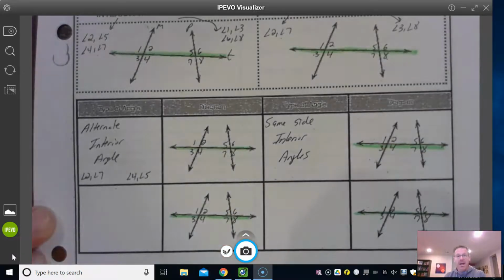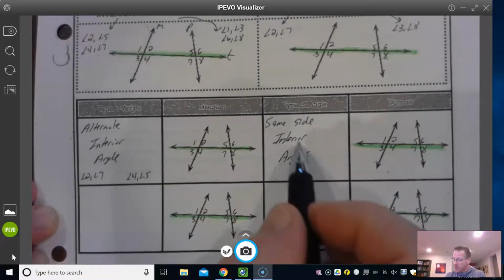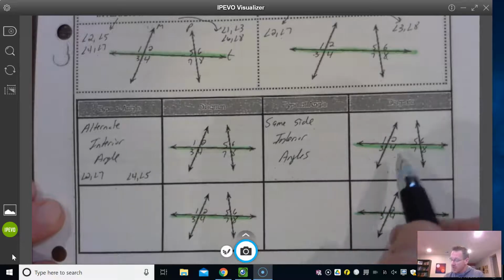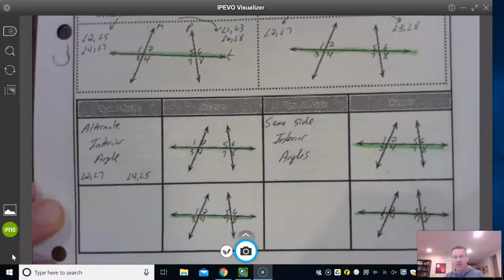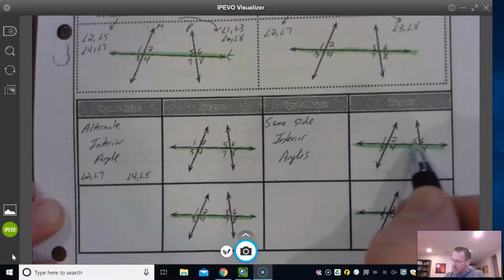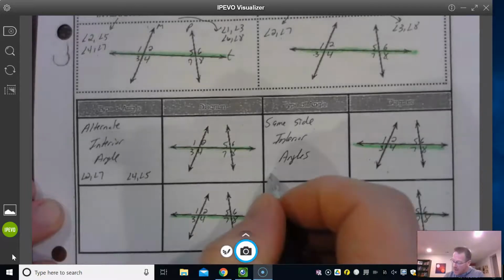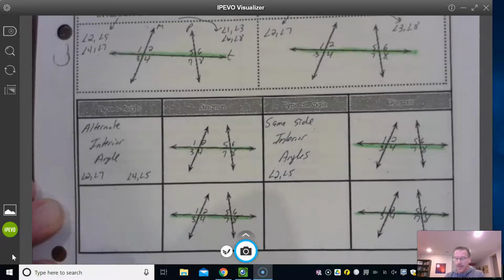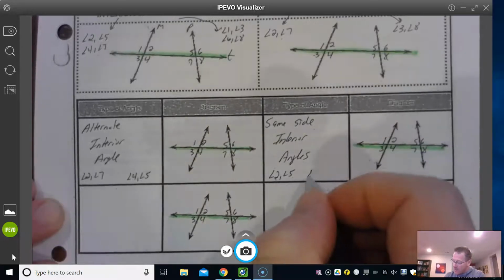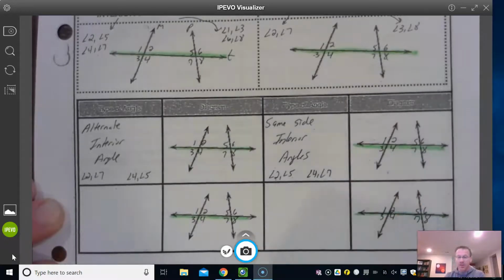All right, same side interior angles. So notice we're still saying interior. So that means we're still talking about 2, 5, 4, and 7. And now the same side interior angles would be 2 and 5 this time. And then angle 4 and 7 would be same side interior angles. So once again, we're just combining those two ideas.